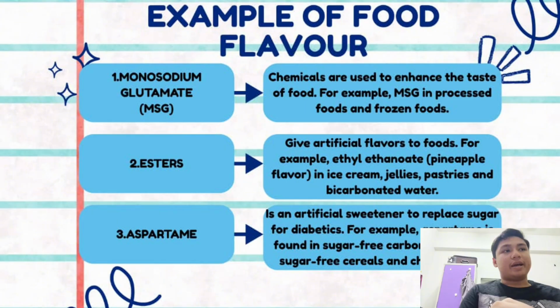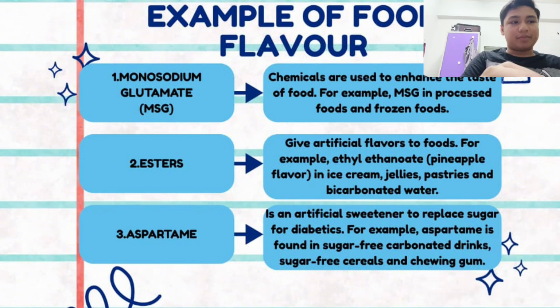So we're going to talk about examples of food flavors that we use in food additives. The first is monosodium glutamate, which is used to enhance the taste of food in processed and frozen foods. The second example is esters, which give artificial flavors to food, such as ethyl ethanol in ice cream, jellies, pastries, and bicarbonate water. And the last is aspartame, an artificial sweetener used to replace sugar for diabetics.